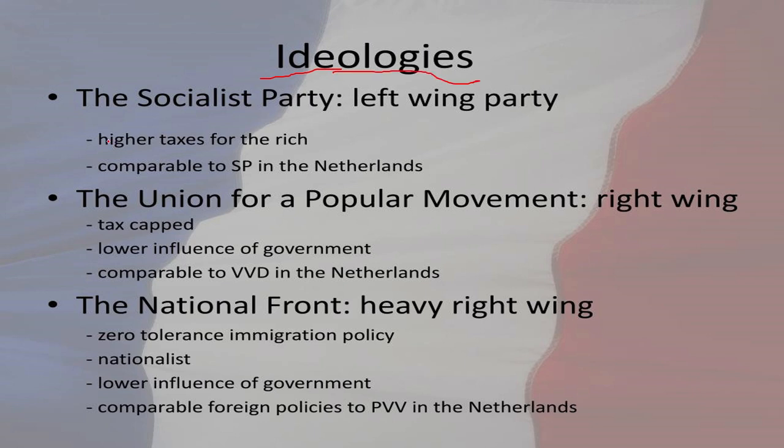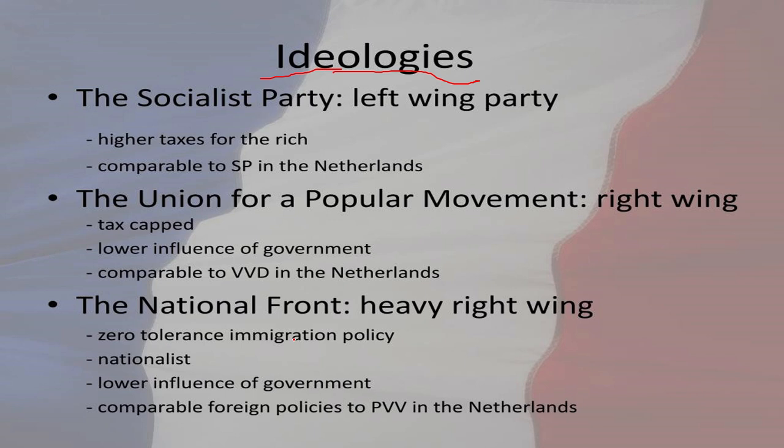The Socialist Party is a left-wing party. It imposes higher taxes on the rich and it is comparable to the SP in the Netherlands. Now, the Union for a Popular Movement is a right-wing party. The tax is capped, the influence of the government is low, and it is comparable to the VVD in the Netherlands. After this, the National Front, which is heavy right wing.